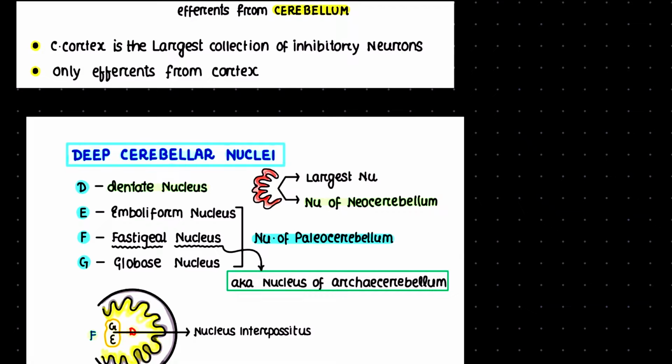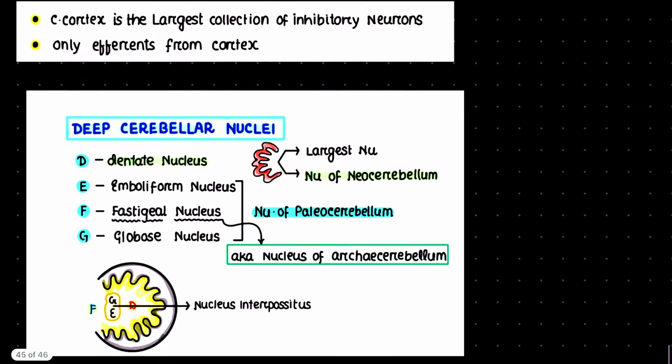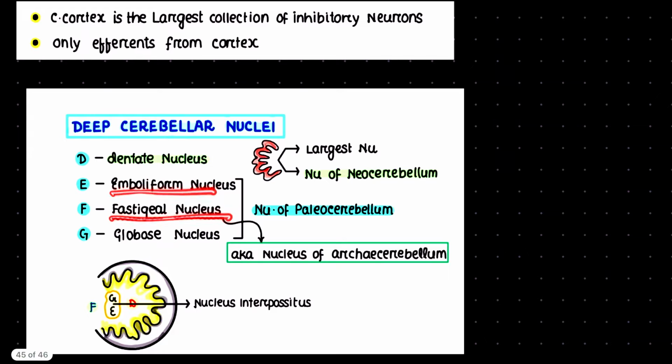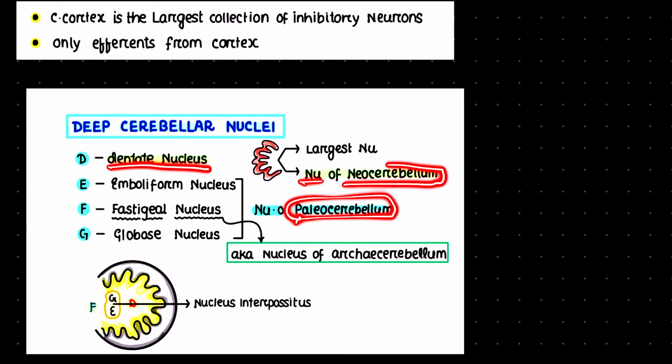Now moving further, we have got the emboliform nucleus. This emboliform nucleus and fastigial nucleus, along with our globose nucleus, are the nuclei of the paleocerebellum. But this dentate nucleus is the nucleus of the neocerebellum. That means the dentate nucleus represents our newest cerebellum, and all these represent our paleo, or in between.